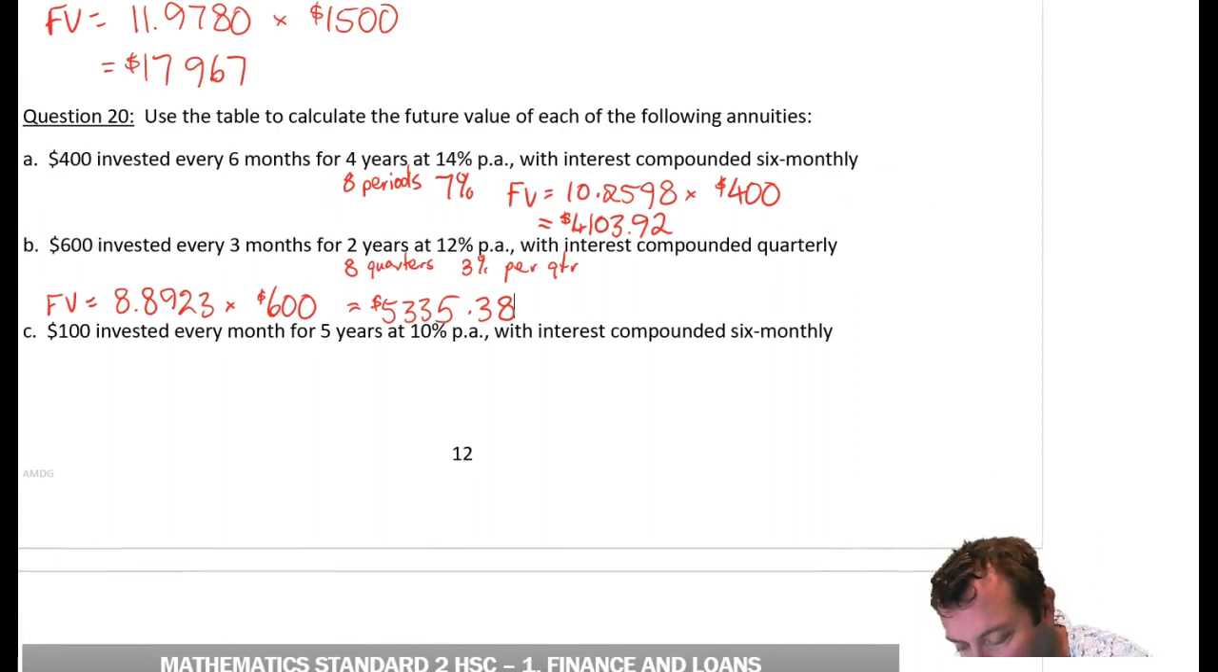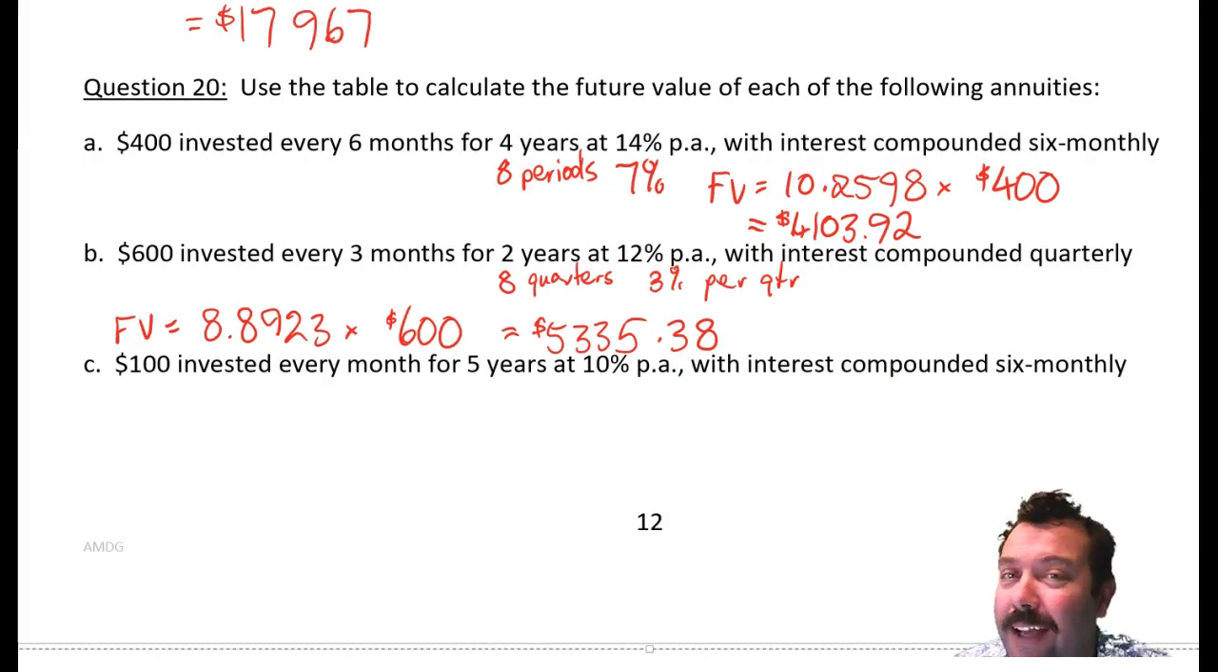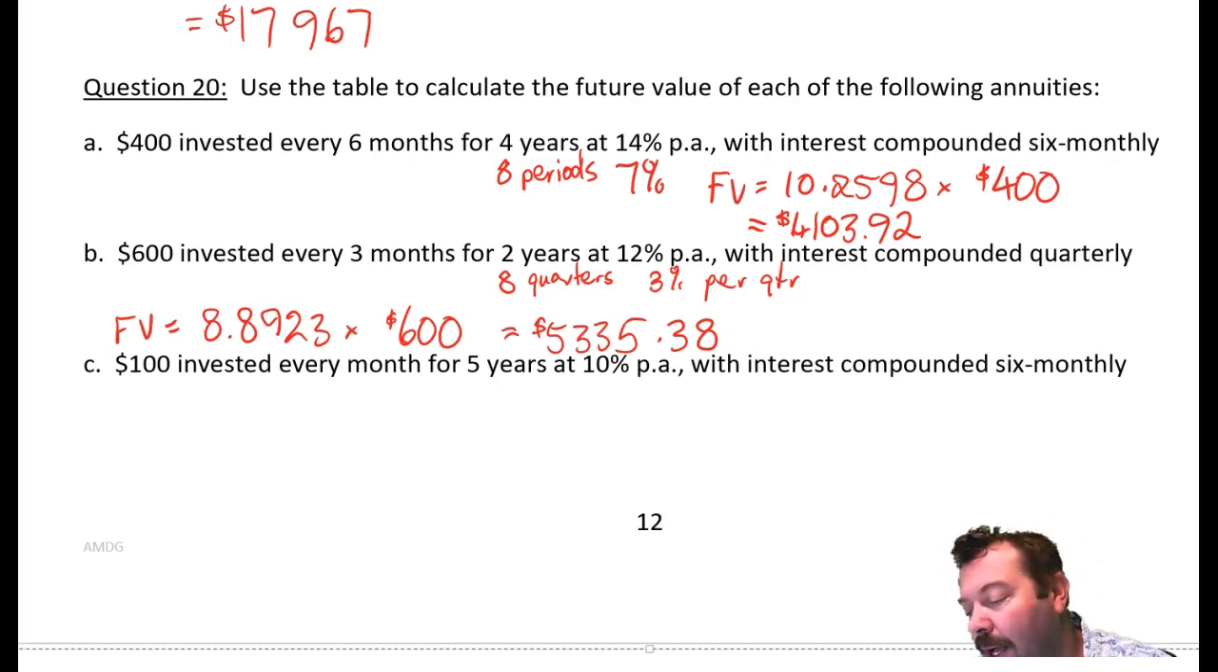And finally here, $100 invested every month for 5 years at 10% per annum, interest compounded 6 monthly. Now, while I had suggested just a moment ago that the contribution frequency will always be the same as the compounding frequency, well, that's generally the case. I'm going to have to eat my words here a little bit. We've got an example where my contribution frequency is different. But what we're going to do is investigate this.